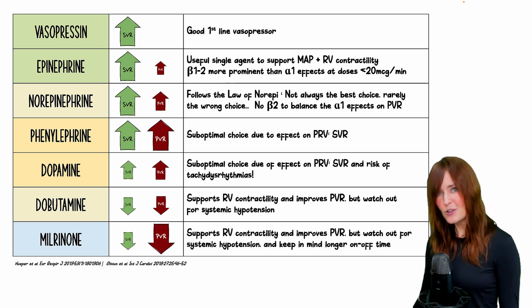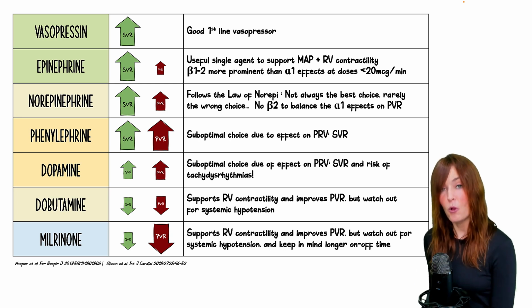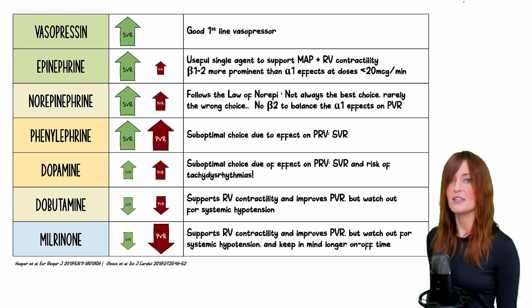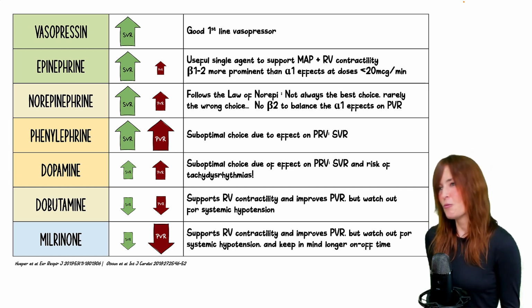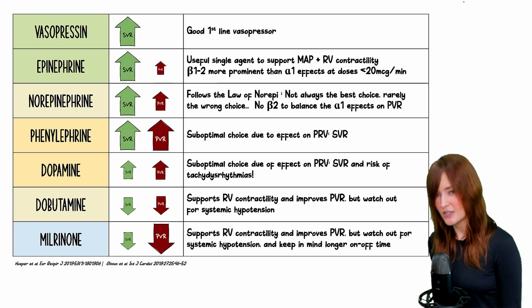Now, as we talked about, inhaled milrinone is another story, because inhaled milrinone, the beauty of this is that you get pulmonary vasodilation, but you don't drop your systemic blood pressure. What you're missing with the inhaled milrinone is the contractility support. Your milrinone inhaled, it's not systemically absorbed, so it's not going to help your RV contractility.